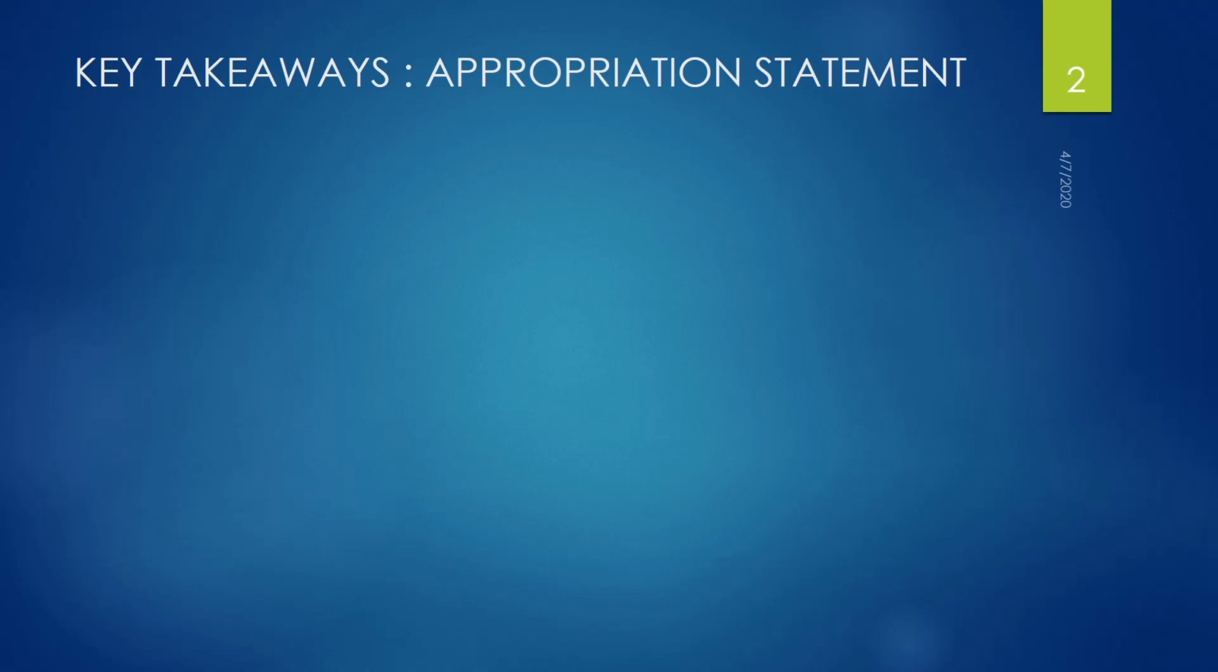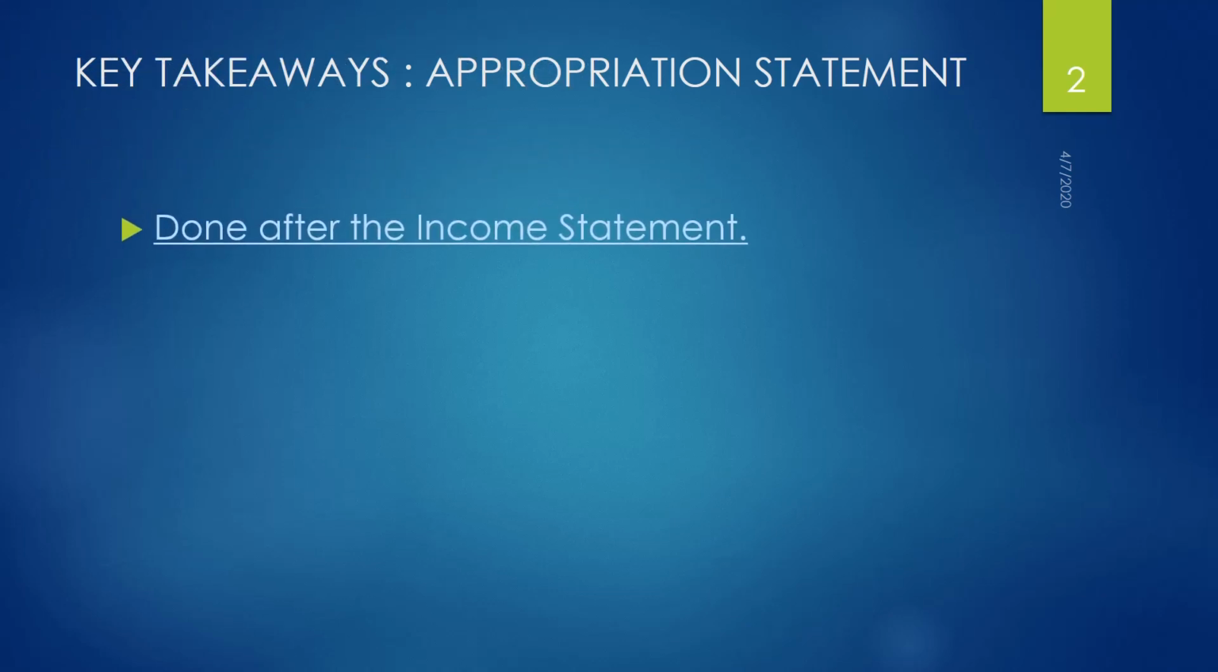Candidates need to be aware that, as a rule of thumb, when they're required to do their income statement in the final examination paper, they'll also be required to do the appropriation account. Now, the thought process is candidates will have to do the income statement, whether they're doing a short income statement or a long income statement. And afterwards, they'll have to complete the appropriation account. The appropriation account is actually done after the income statement.